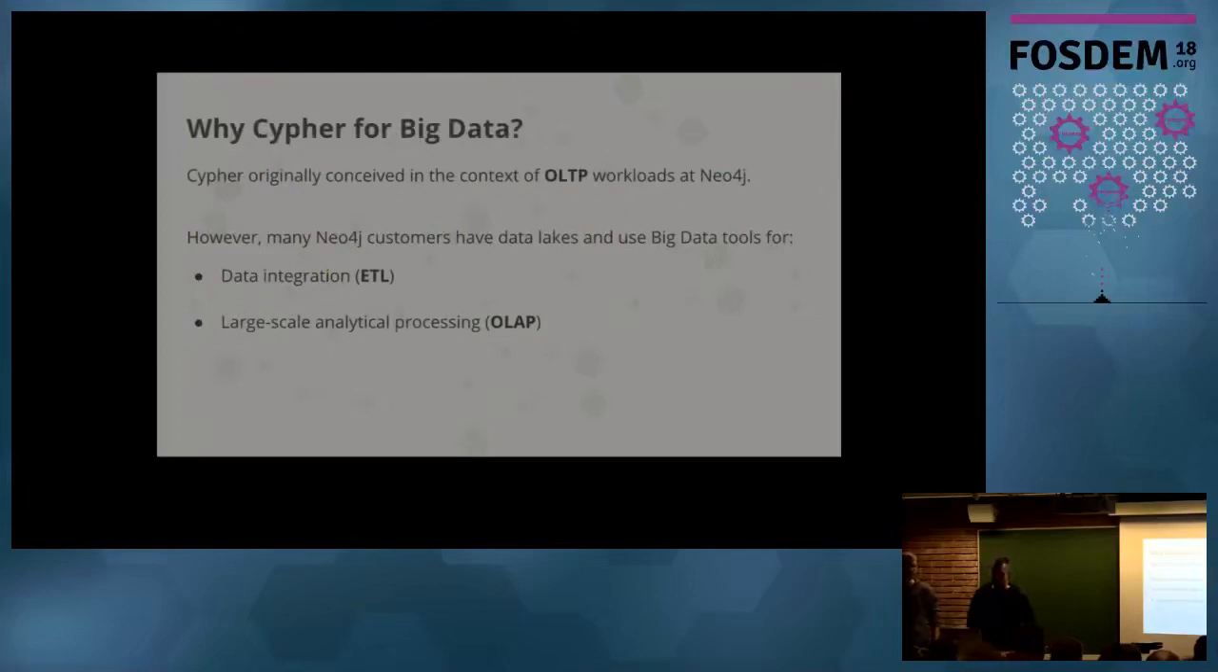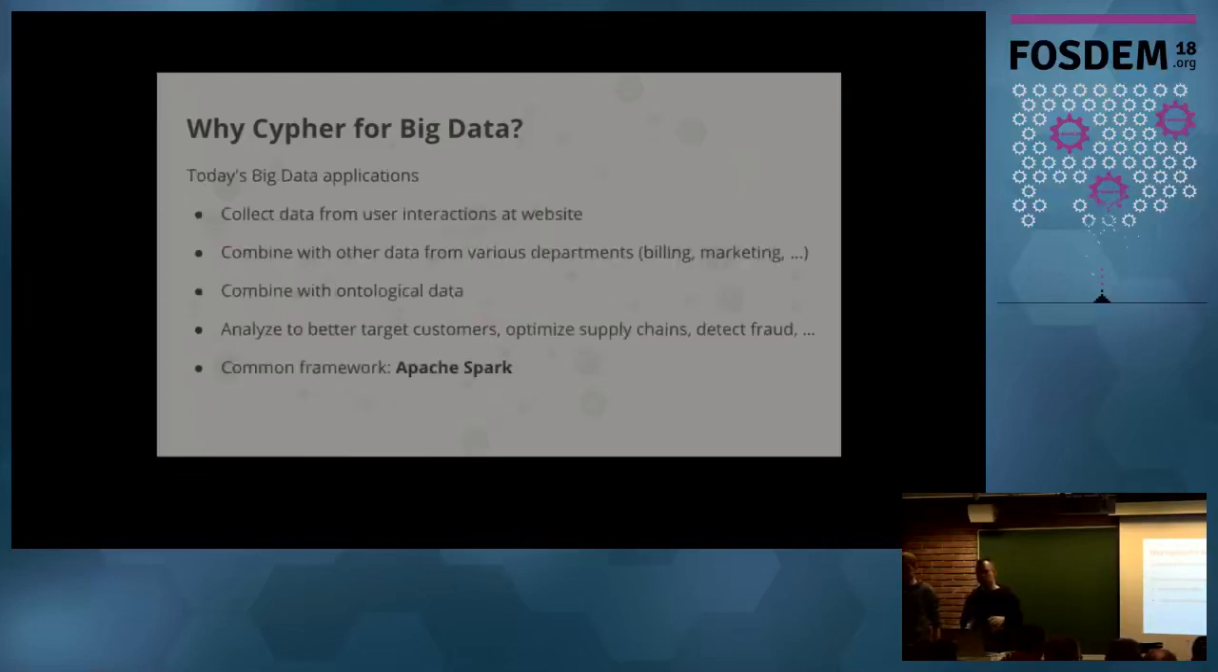So why Cypher for big data? If you know Cypher, then you probably also know Neo4j, and Neo4j is a transactional database for OLTP workloads, and that's where you typically position this database system. However, many of our customers also have data lakes and already use big data tools for data integration, so ETL, as you probably know it, and also large-scale analytical processing, so more like OLAP. We were thinking about how we can help those people with Cypher, which they are used to because they are already customers. How can they use Cypher within those two scenarios?